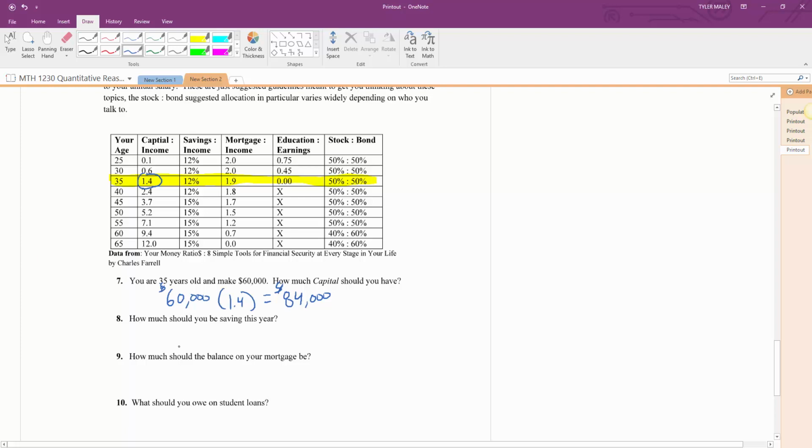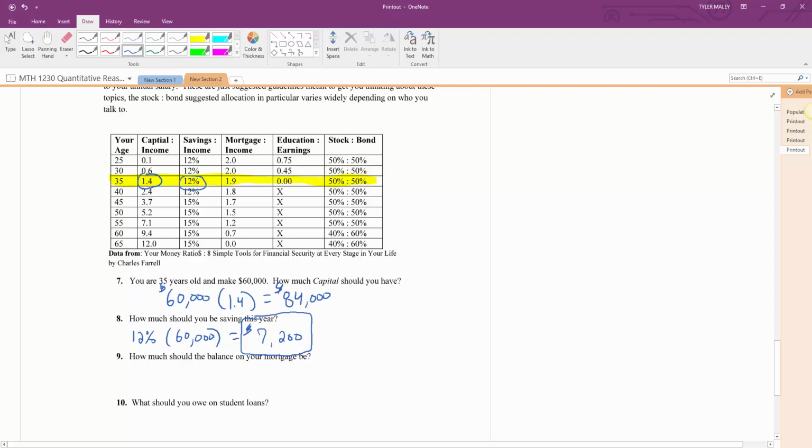So then number 8, it says how much should you be saving this year? So if we look at the savings to income column now, right, we're told 12%. So I should be saving 12% of my income, of my $60,000, right? So if I take 12% times 60,000, that's $7,200, right? So this is how much I'm saving each year, right?